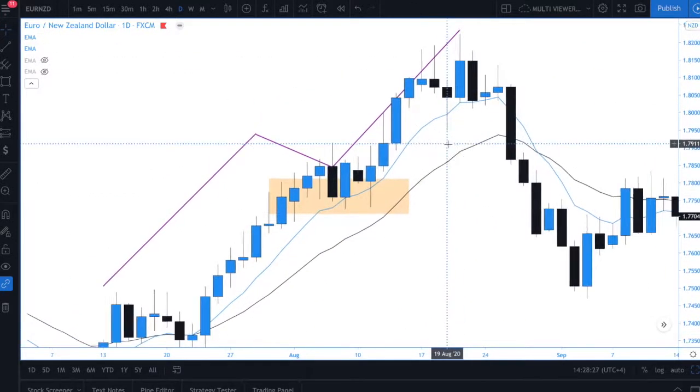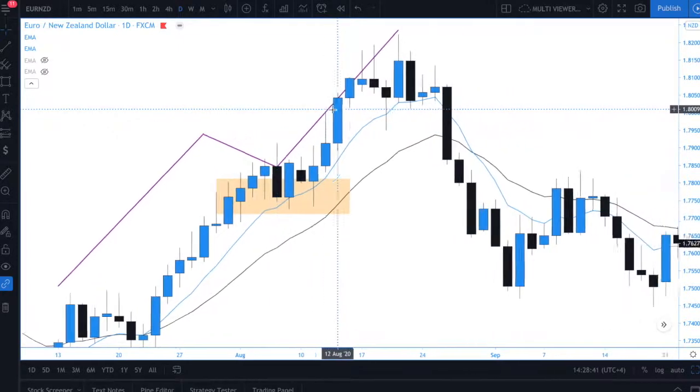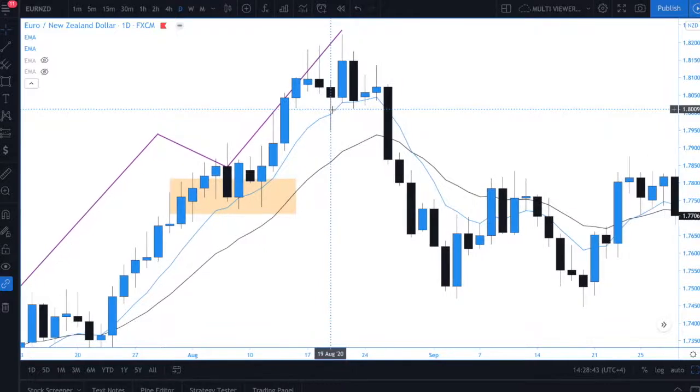And if you are looking to get into that trend, then you can look at those retracements into those moving averages. And then what you would do is you'd look on the smaller time frames to actually find yourself a good position to enter that market. So they're the moving averages we want to use on the daily, the 8 and the 18.